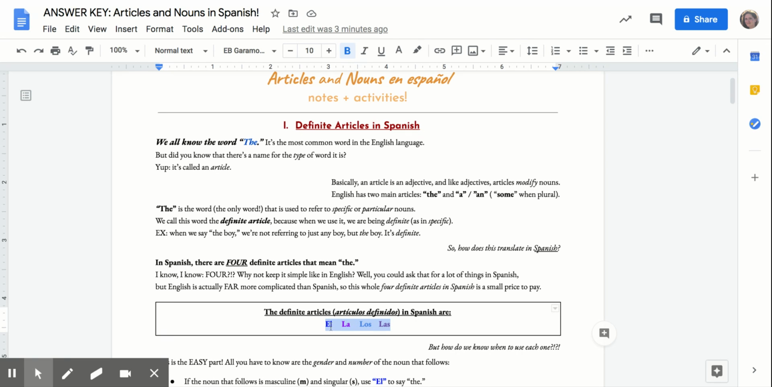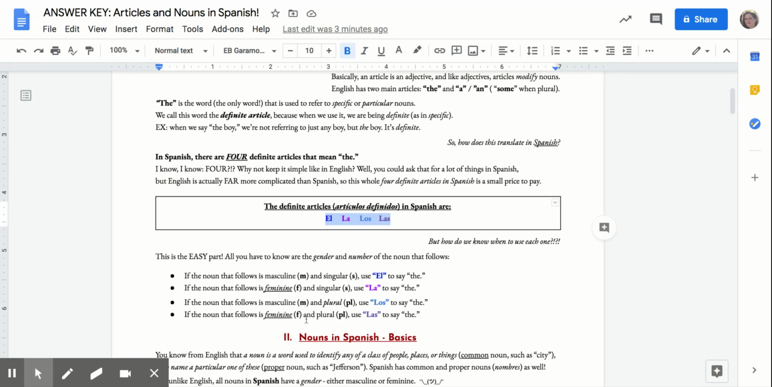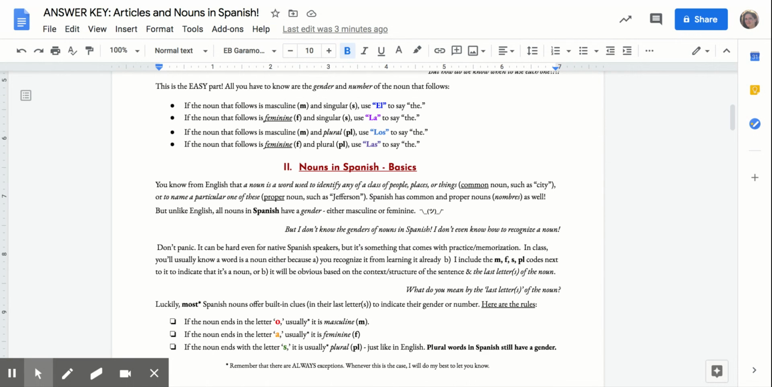We know now that we're only going to use el or la to say the something when that thing is singular in Spanish, right? But how do we know which one to use? That's where you need to know the gender of the noun, okay? Now in Spanish, usually that's going to be fairly obvious based on the spelling of the word, and that's covered in these notes here. If the last letter of the noun is the letter O, usually that noun will be masculine.